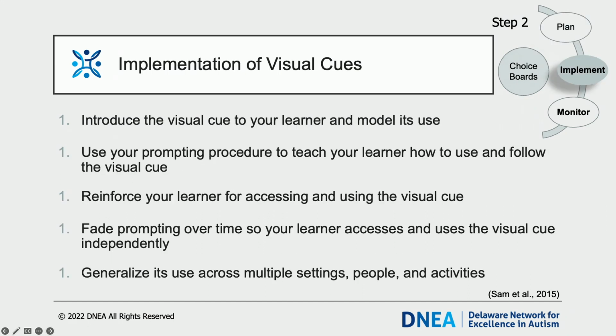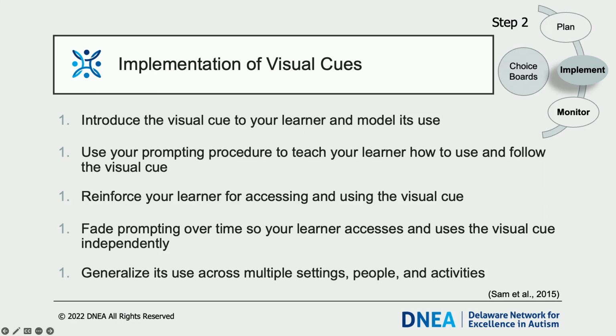When implementing visual cues, you must first introduce the individual to the cue and model its use. Use the prompting procedures to teach the individual how to use and follow the visual cues. Reinforce the learner for accessing and using the visual cue, such as saying, "Great job using your choice board to tell me what you want."